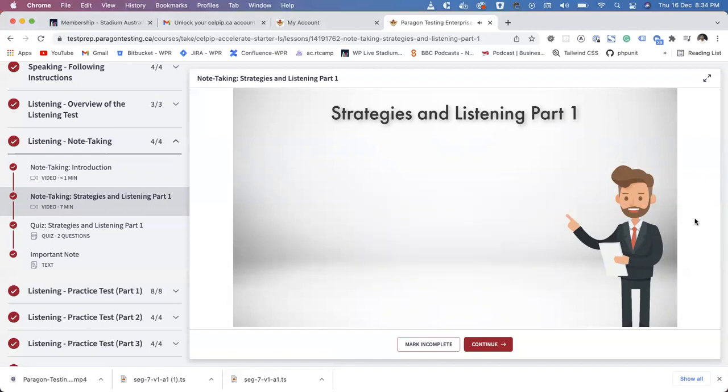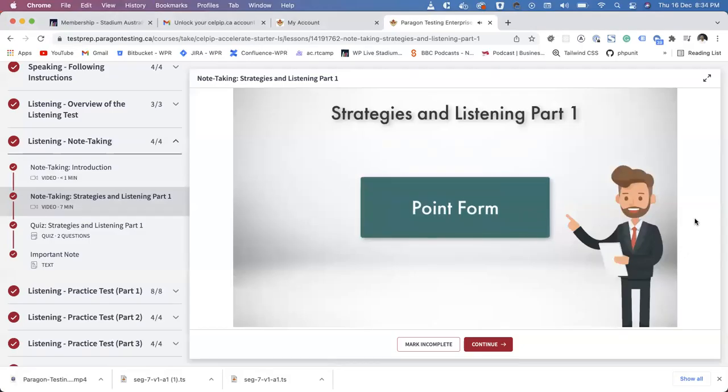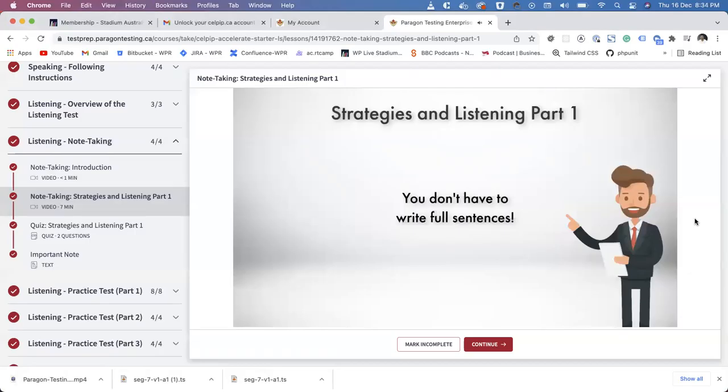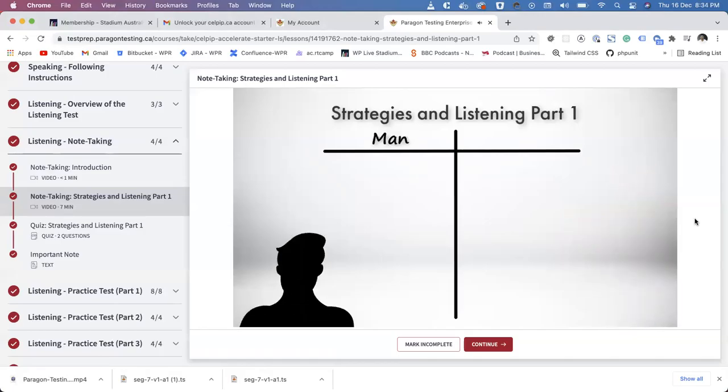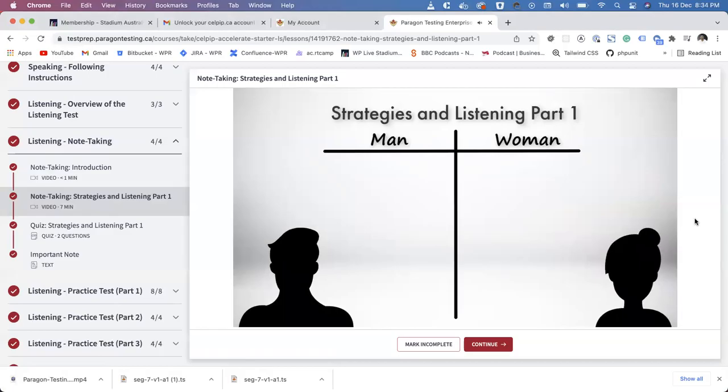You should also try and take notes in point form. This will make things way easier and a lot quicker. You don't have to write in full sentences. In each listening part, there are some things we know even before the audio starts. In listening part 1, for example, we know that there will be 2 speakers, a man and a woman. So we can add that to the chart. What else can we add?